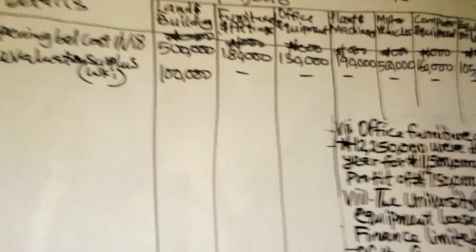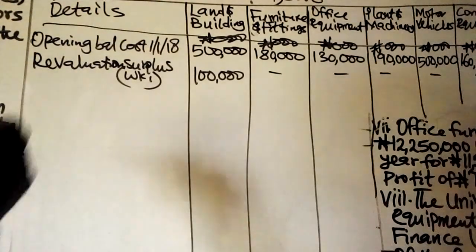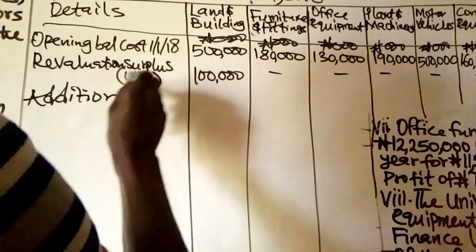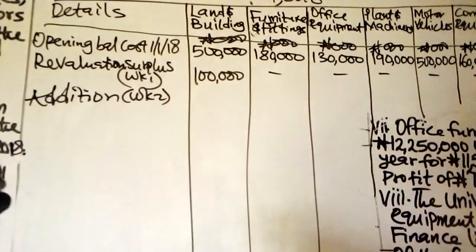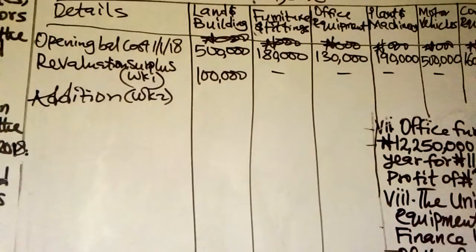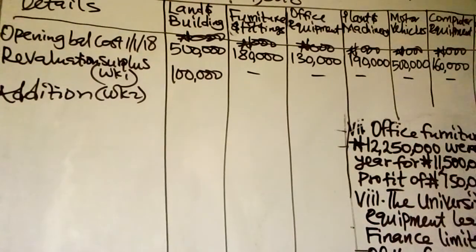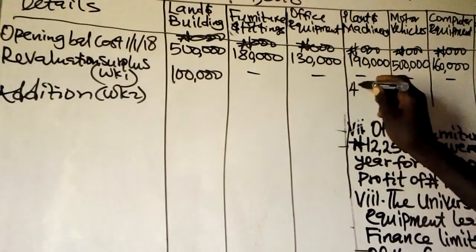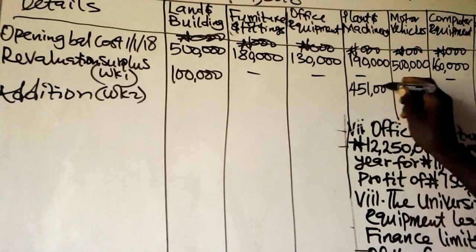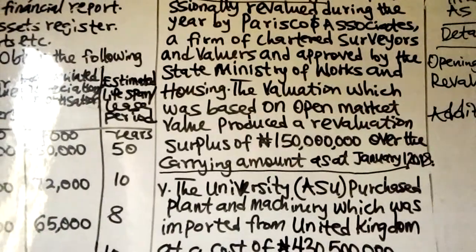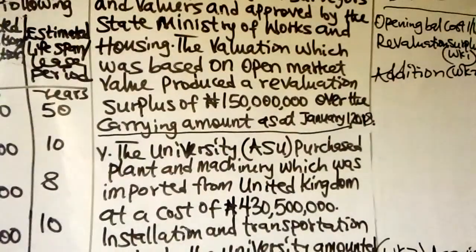That is an addition. Addition means purchase. So that is addition. That is working two to plant and machinery. And we have 451,000,000 plant and machinery. And that information is contained in note 4. That is all about note 4.